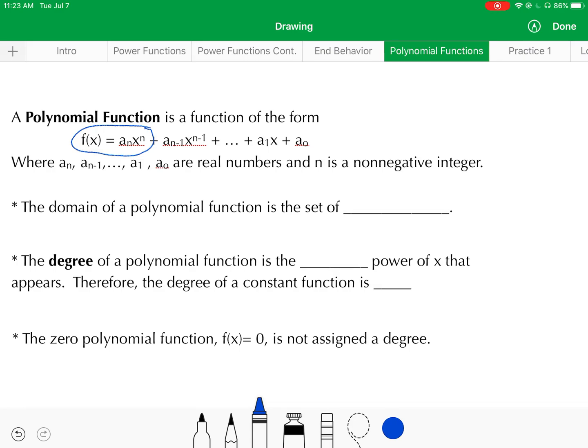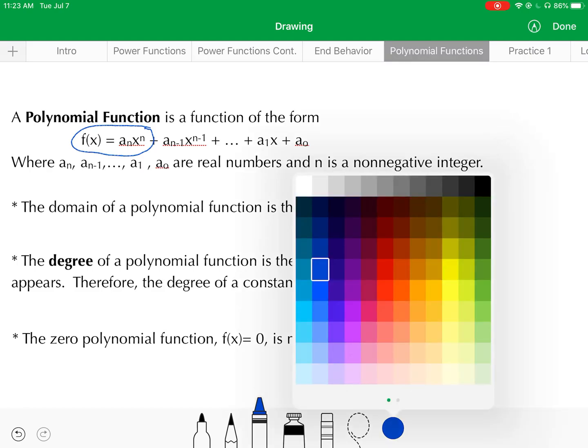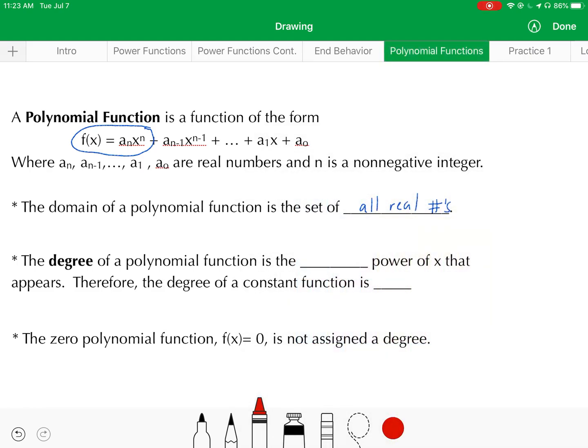Understand the domain for a polynomial function is always going to be the set of all real numbers, meaning I can plug any number in for x and I'll be able to get a result out for y. The degree of your polynomial function is going to be the largest power of x that appears. So that would be the value of n. This is your degree. Whatever the power is of the related power function, that's your degree.